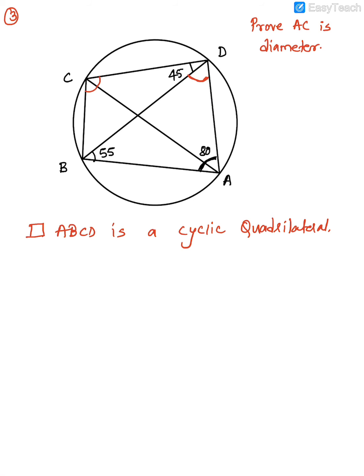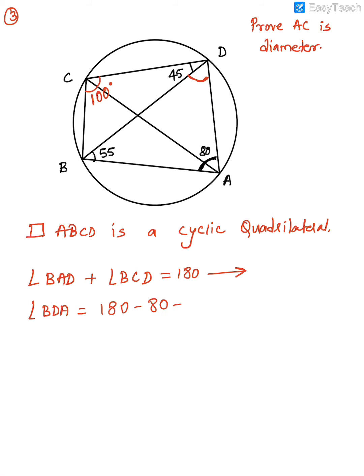So, which angle is opposite to angle BAD? Angle BCD, and the total will be what? 180 degree. Reason? Opposite angles of a cyclic quadrilateral are supplementary, so this angle becomes 100 degree. Now, second part, they are also asking us to find BDA. Really tough. Pause the video, guys, try it yourself. Angle BDA is equal to 180 minus 80 minus 55, so it will come to what? 45 degree. What is the reason?